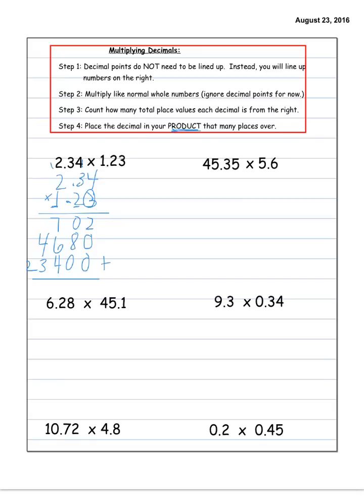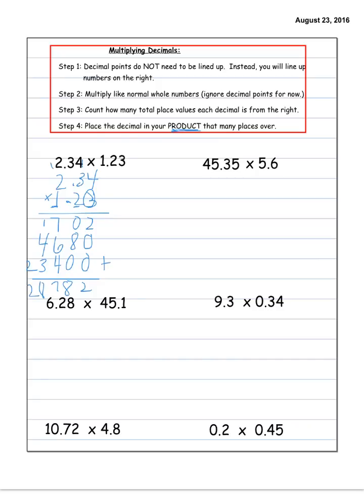2 plus 0 is 2. 0 plus 8 plus 0 is 8. 6 plus 4 is 10, plus 7 is 17. Put our 7, regroup our 1. 1 plus 4 is 5, plus 3 is 8. And then we drop down our 2.